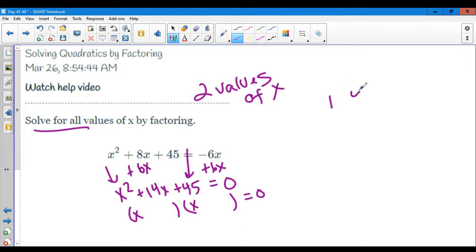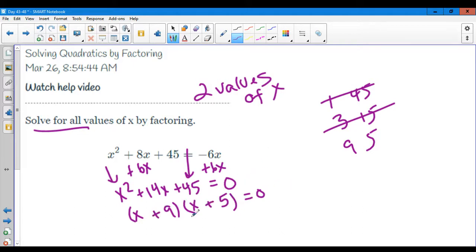So it could be 1 and 45, 3 and 15, or 9 and 5. But they have to add or subtract somehow to equal 14. There's no way the first two will, but 9 and 5 will. So we know that it's 9 and 5. I want you guys to always put your operations in last when everything's positive. That's the easiest one there is.